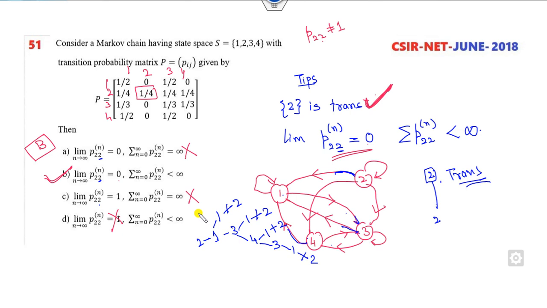And the rest of them are recurrent classes, because you can see 1, 3, 4 is a closed loop, a communicating class. You can see 1, 3, 4 is recurrent, and the rest are transient.